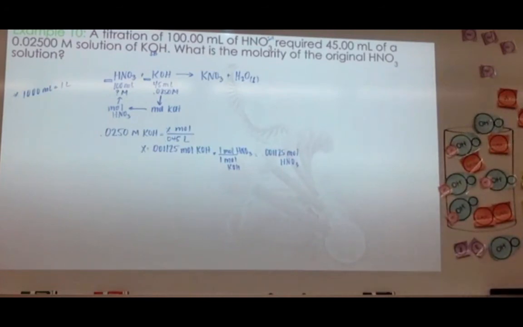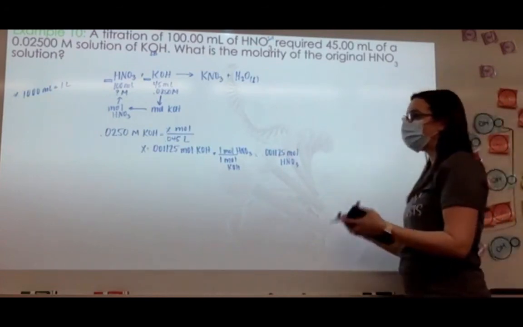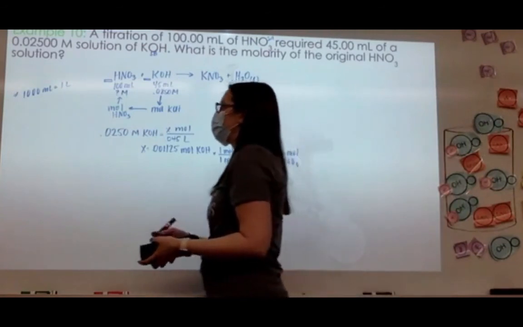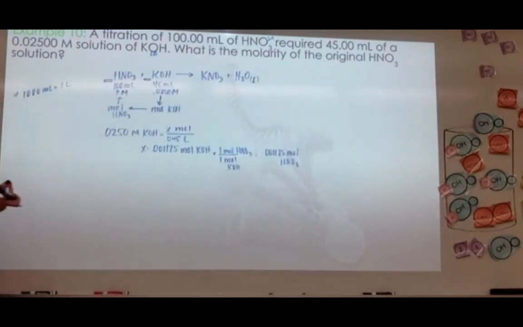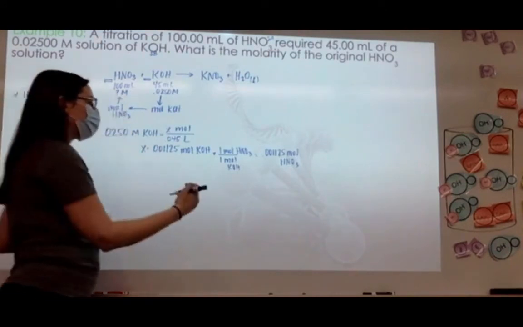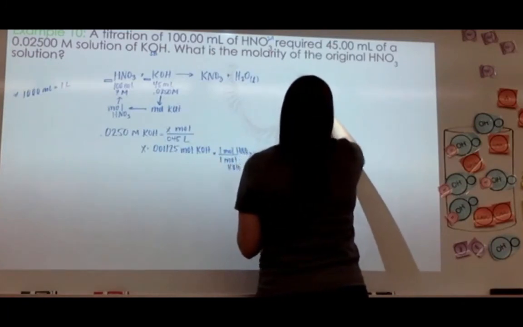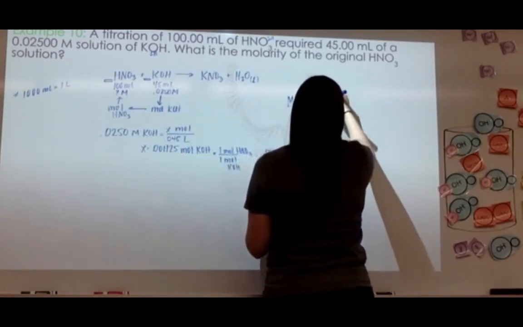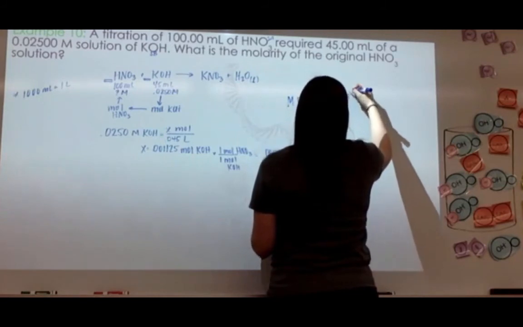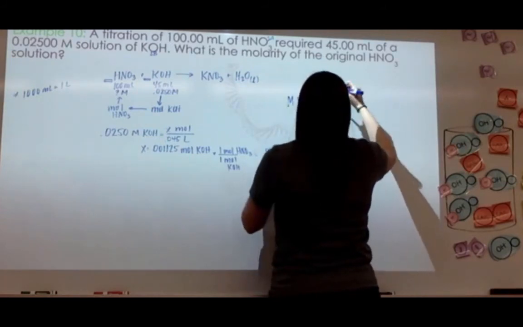So again, it's stoichiometry. Take your information and go to moles of a given substance, find moles of the other substance, and then go back out to whatever unit that you need. In this case, I'm trying to get molarity. Molarity of HNO3 is moles over liters.